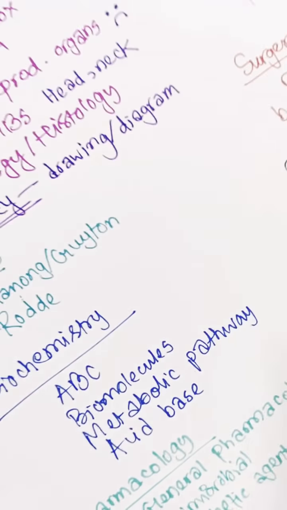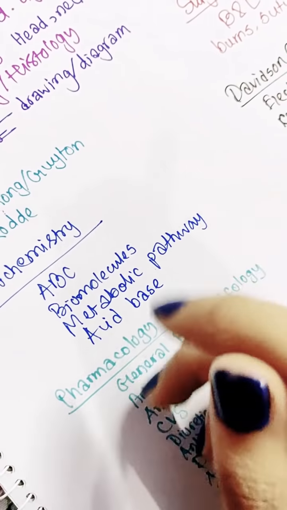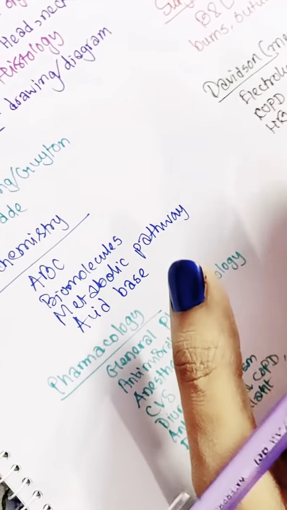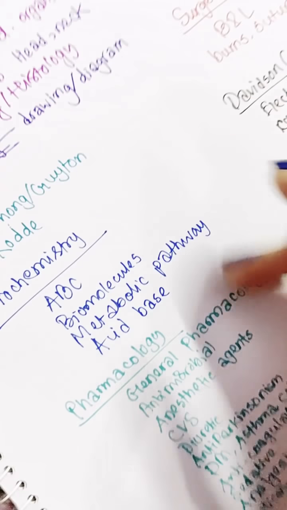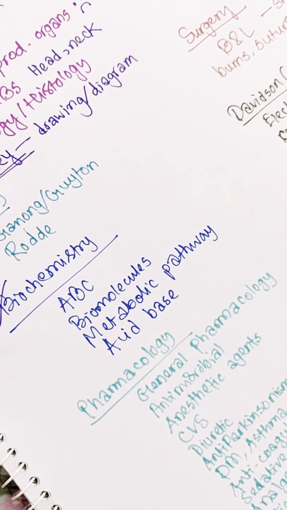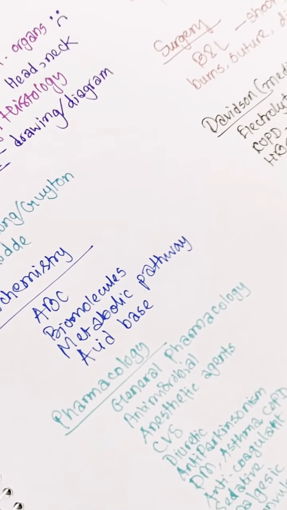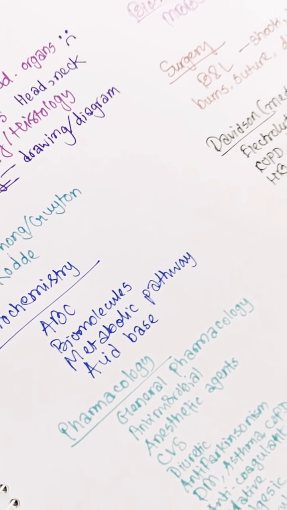For biochemistry, it's pretty much the same. No differences. You need to pay special attention to the metabolic pathways. Acid-base balances are very important. A few questions from biomolecules come every year, so make sure you read that.